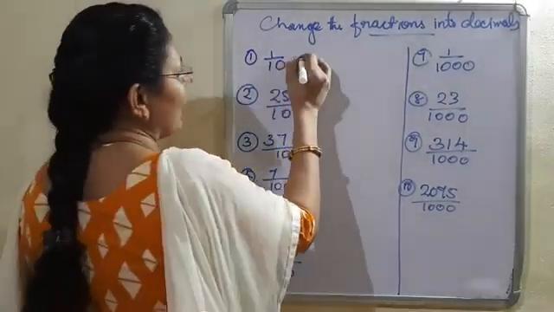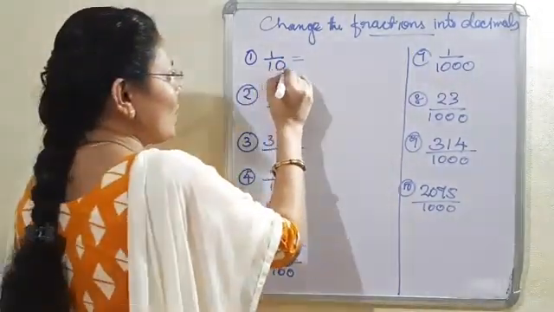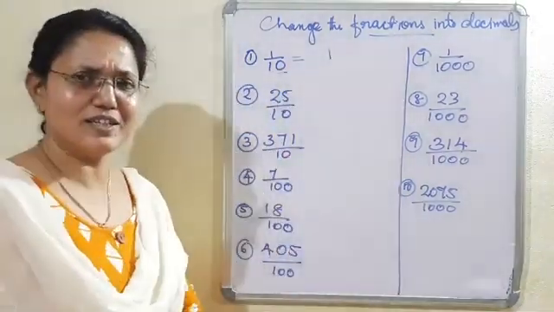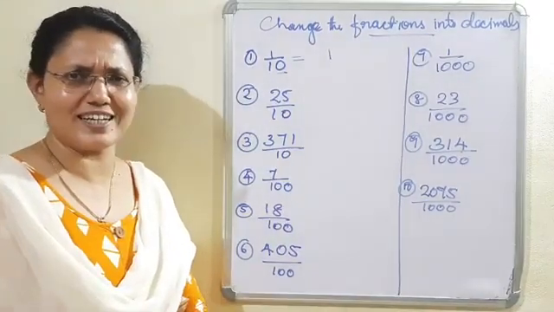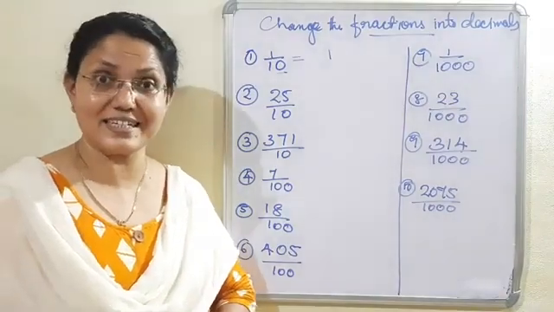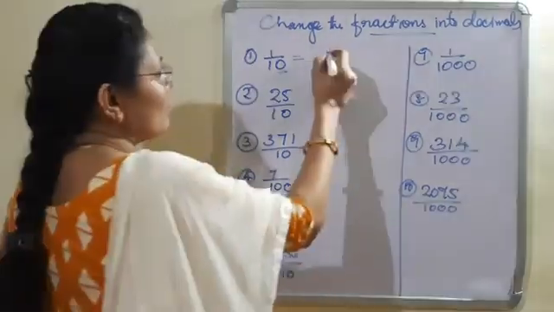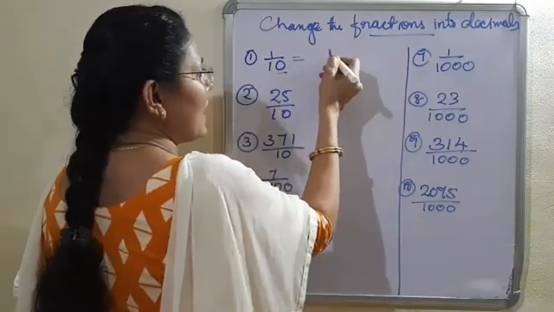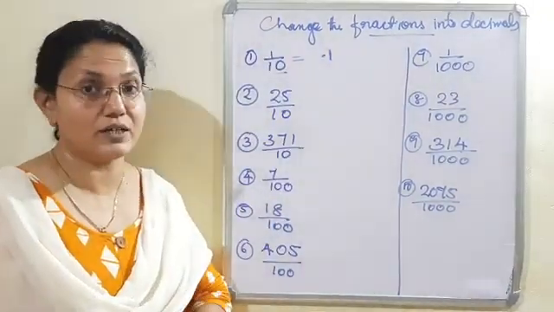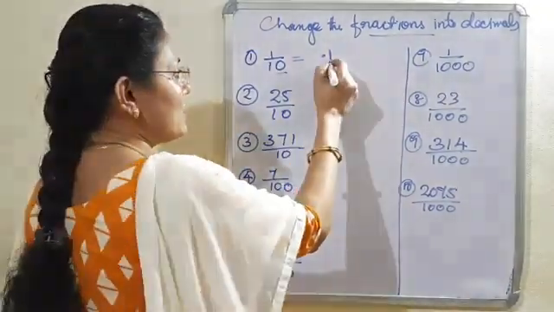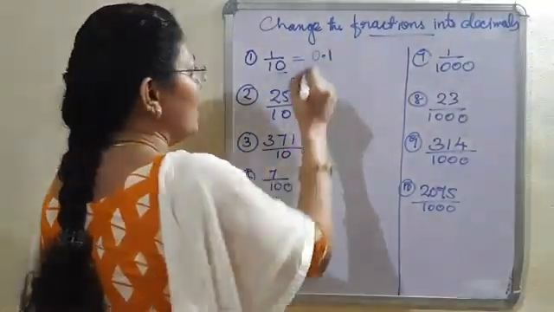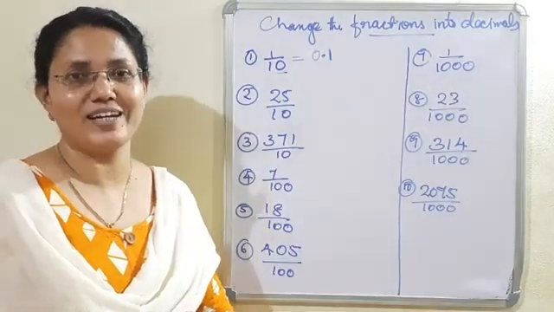First one, 1 by 10. In 10, there is one zero. According to the number of zeros, first I am writing the numerator 1. There should be one decimal place. One decimal place means one digit comes after the decimal point. Here, one decimal place is the number of places, not the digit 1. Whole number part, nothing is there. You have to write 0 there. Therefore, it is 0.1.